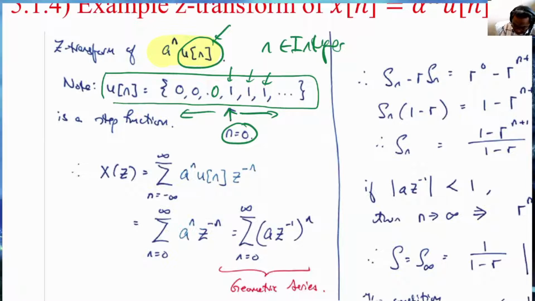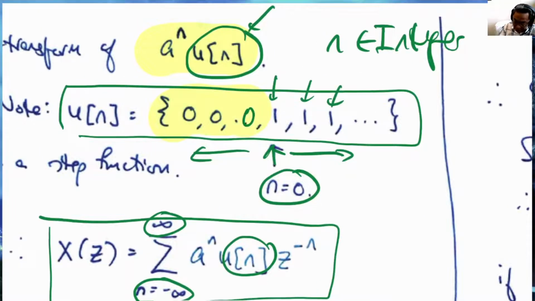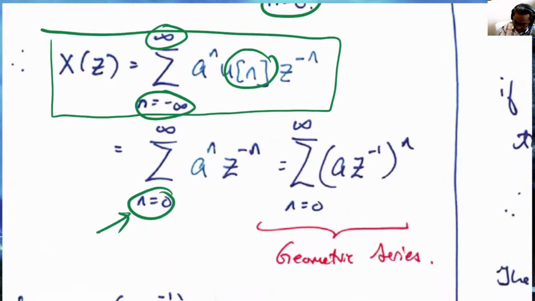Now let's plug the equation in. I begin with the bilateral Z-transform. However, because of the u[n], the starting index becomes n equals 0, because when n equals -1, -2, the values are all 0 anyway, so we can now change the index. When we have these little equations here, we will collect the power of n to be outside, and we reach this equation here.